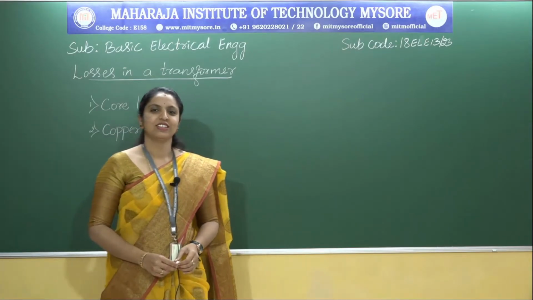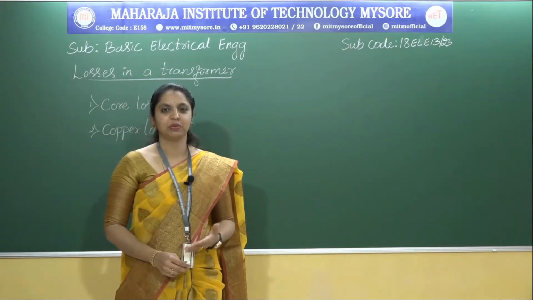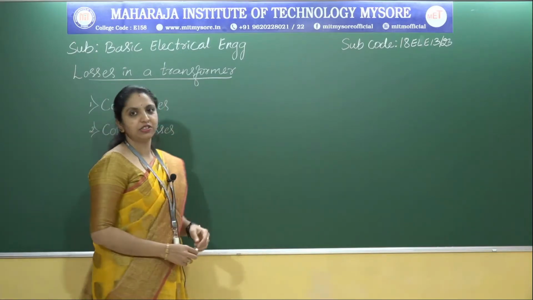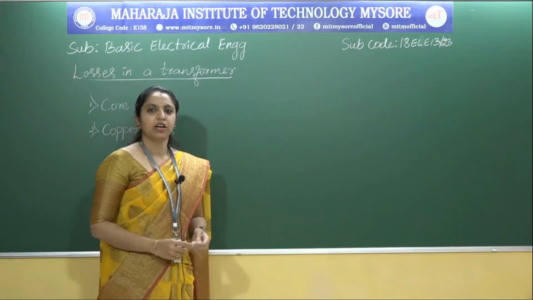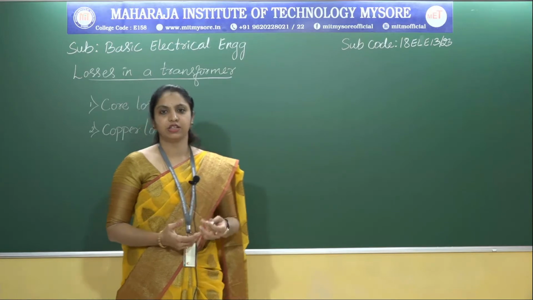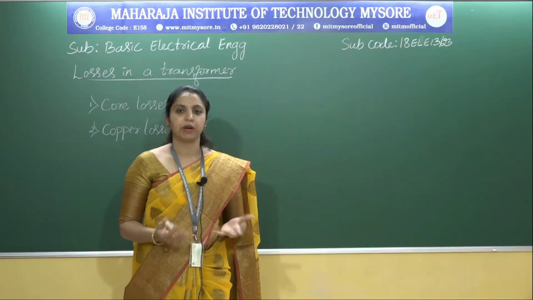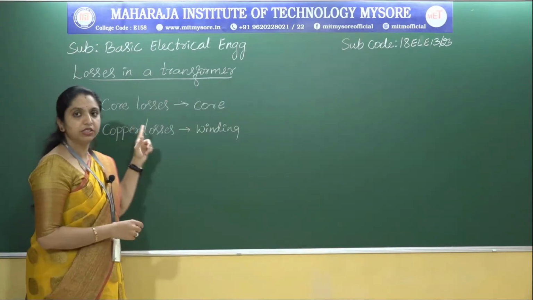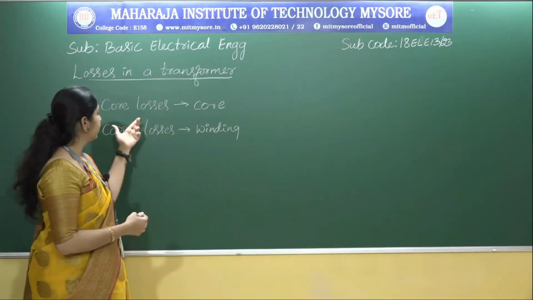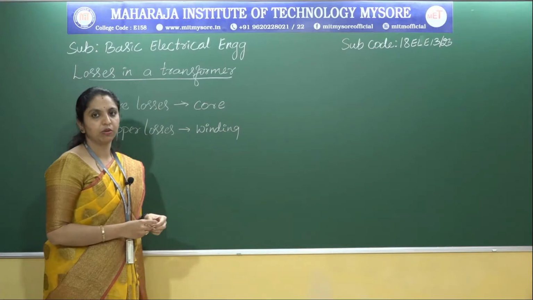Hi everyone. Let's move on to the next topic, which is losses in a transformer. If we consider an ideal transformer, we don't find any losses, but practically that is not possible. Losses in a transformer are of two types: one is core losses and another one is copper losses.